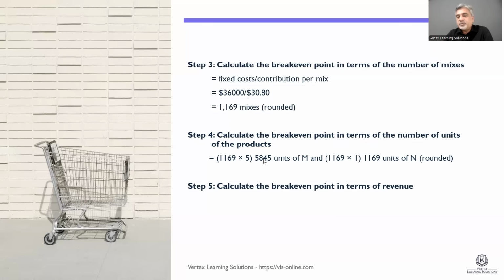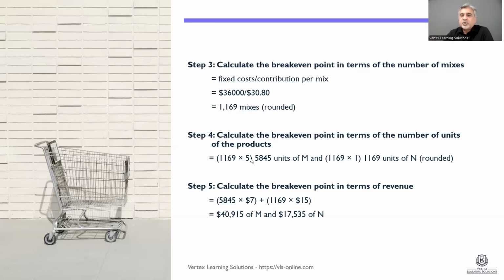Then what you're going to do, you know the selling price for this, you know the selling price for this, you just have to multiply them. 5845 multiplied by $7 and 1169 multiplied by $15. That's pretty simple. And you come to a point: $40,915 from M and $17,535 you need from N.